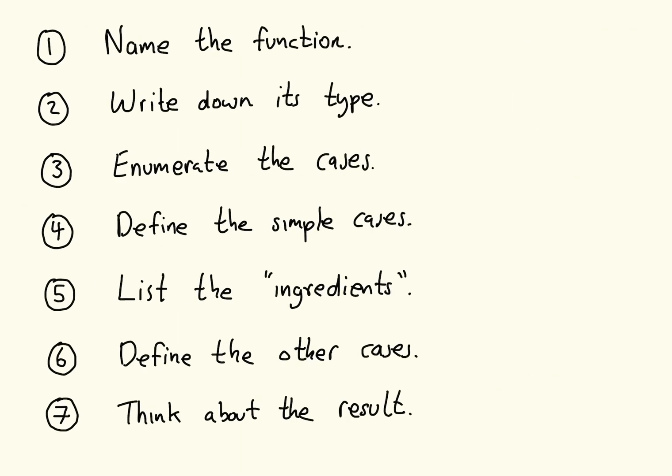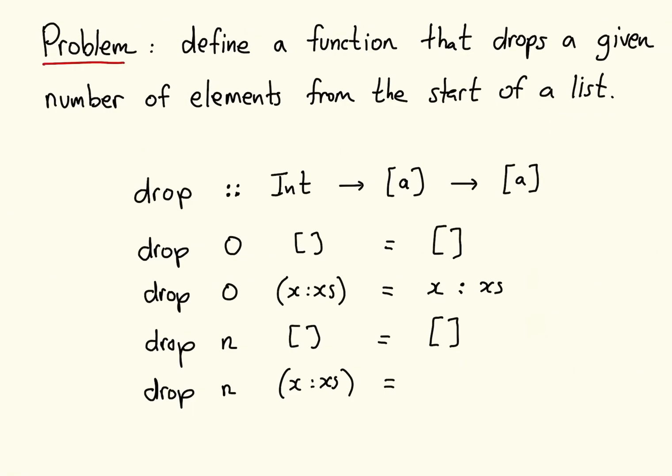So step 6 now is define the other cases. Let's have a think about this. What does it mean, or how do we drop a positive number of elements from a non-empty list? For example, imagine we were trying to drop 5 elements from this list here. How could we do this? Well, we could decompose that by simply, let me write this down and then explain it. I could simply drop n-1 elements from the remainder of the list.